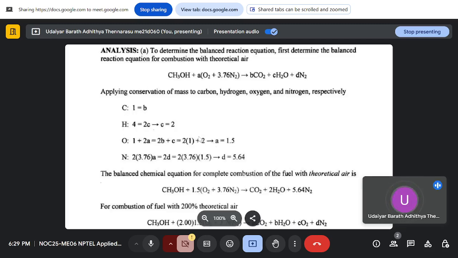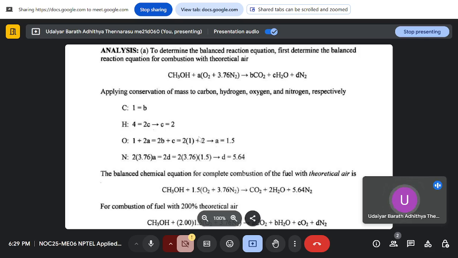So first again we need to find the balanced equation. CH3OH plus A times air, which is oxygen plus 3.76 nitrogen, gives you B CO2 plus C H2O plus D nitrogen. Just like the previous questions, we need to do each of the component balances. We have 4 unknowns, so we need 4 equations, so we'll do 4 atom balances.